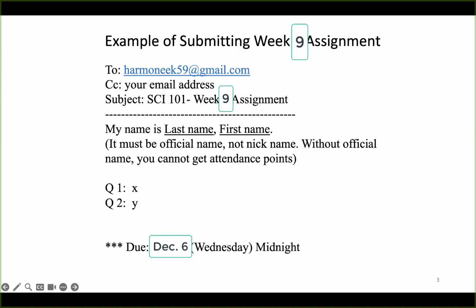This is the example of submitting the week 9 assignment. You know my email address, and include your email address and subject Science 101 week 9 assignment, and include your last name followed by your first name in the main text body, and write down 2 quiz questions. And the due date of this assignment is December 6th, Wednesday midnight.